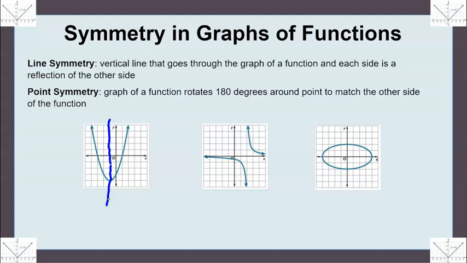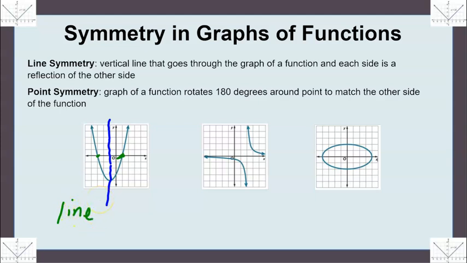And I can choose any point on the graph. So if I choose this point here, it is 2 steps away from this line of symmetry. If I go 2 steps to the left of the line of symmetry, I'll have a point there. So they are mirror images. The left-hand side over here is the same as the right-hand side if I were to reflect it over the line of symmetry. So this one is line symmetry.